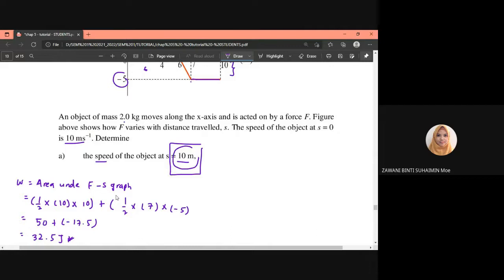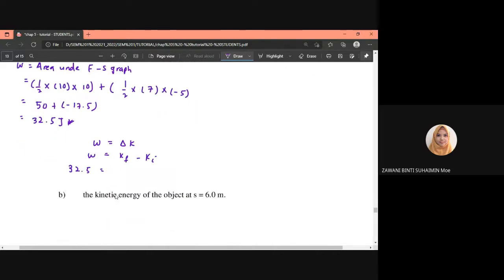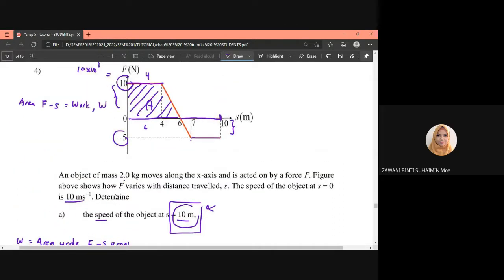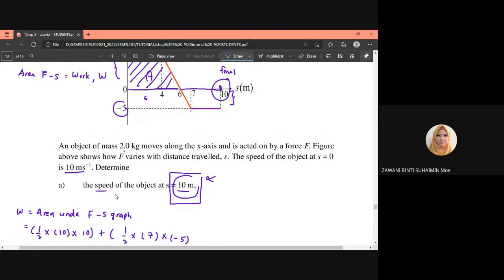Ada tak boleh cancel? Okay. Starting velocity kita adalah 10 meter per second. So, maksudnya tak boleh cancel lah. So, maksudnya K final kita nak cari kan? Okay, sebab apa? Speed at S is equal to 10. So, kalau kita tengok daripada graf ni, S is equal to 10 adalah dekat final point kita. Okay, so maksudnya kita nak cari V final lah.